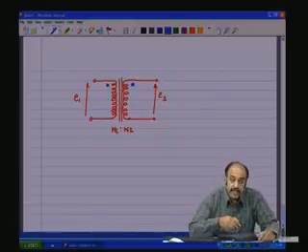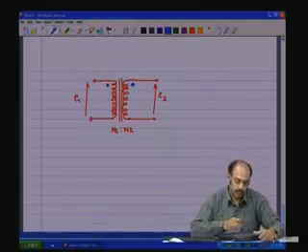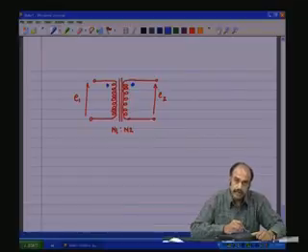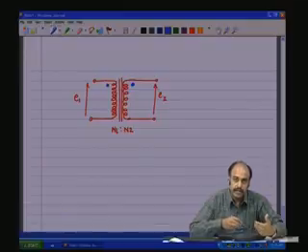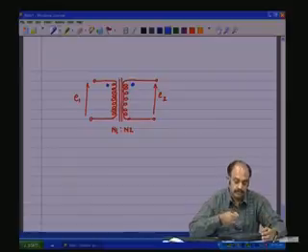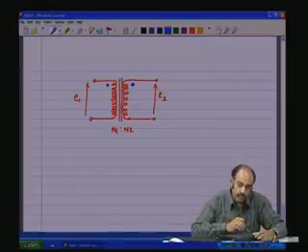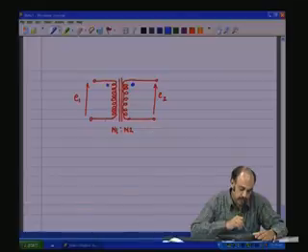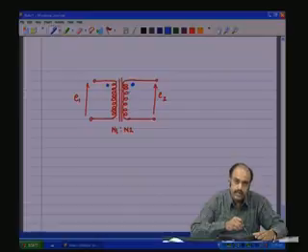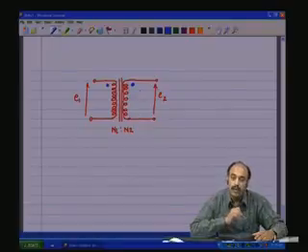So, this dot indicates that at the dot end the polarities on the two sides of the transformer, the primary side and the secondary side, are in phase. That is, if the voltage is measured at this point with respect to the non-dot terminal, and likewise on the secondary side the voltage measured at the dotted terminal with respect to the non-dotted terminal, the voltages will be in phase.